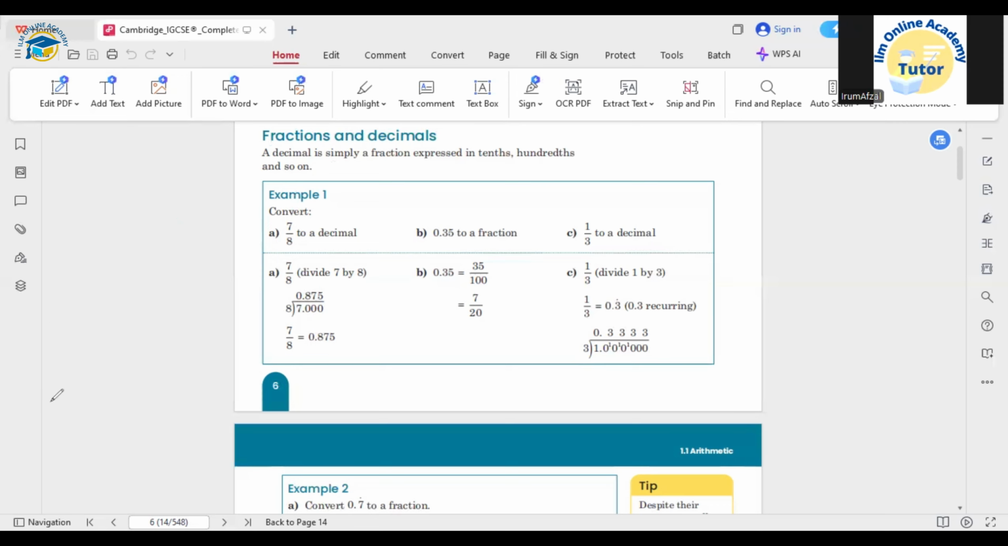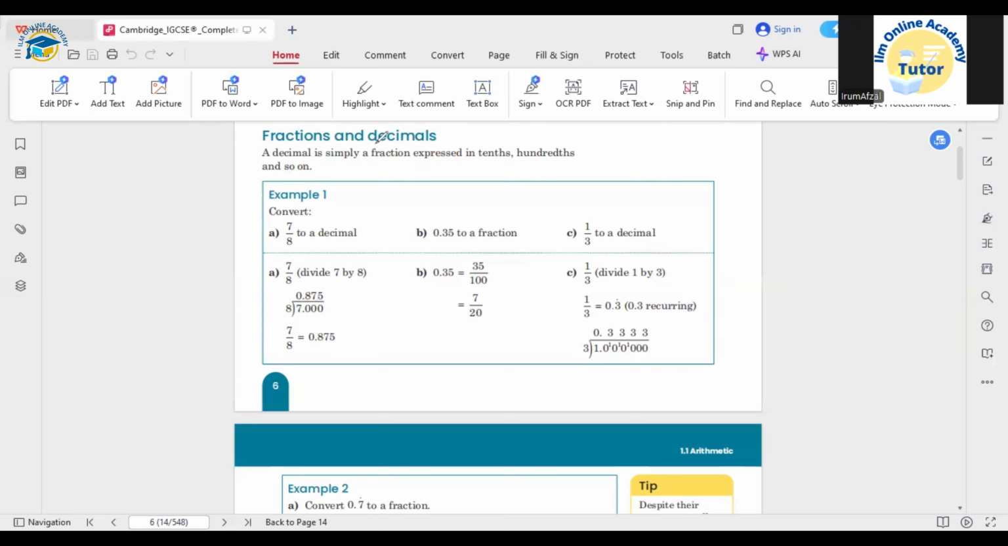Now, in the previous exercise, we discussed how we can add, subtract, multiply, or divide fractions. Today we are going to discuss how fractions can be converted into decimals and decimals into fractions. Both conversions are possible. Basically, decimals are simply fractional parts. The decimal is simply a fraction expressed in tens, hundreds, thousands, and so on.